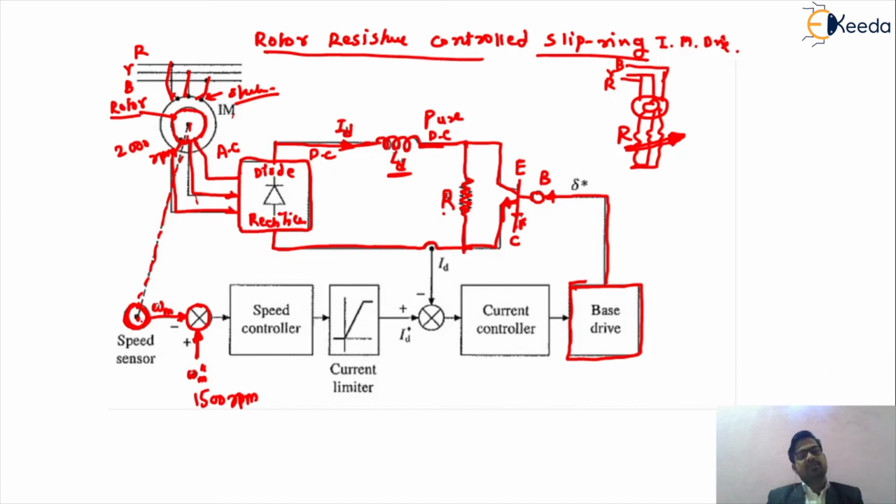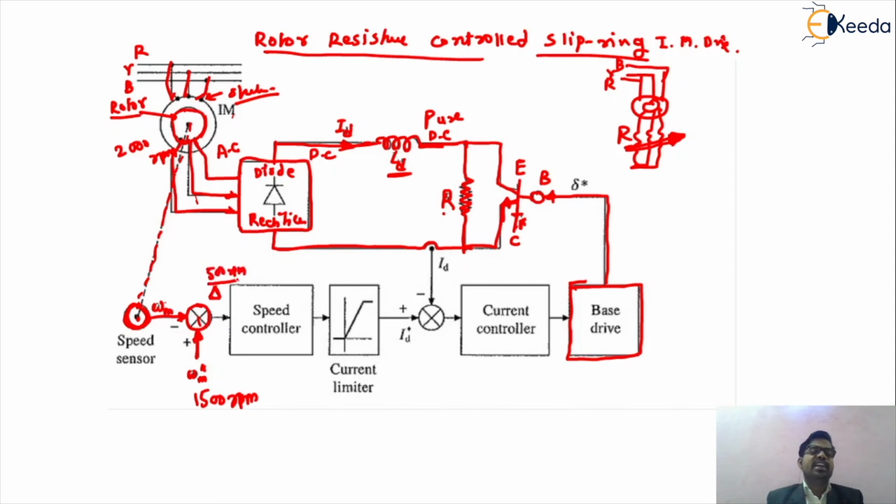So this is the speed that we are getting, that is 2000 rpm. From here we are giving the input, that is 1500. So from 2000 minus 1500, this summing point will create an error signal. So the error signal is 500 rpm.